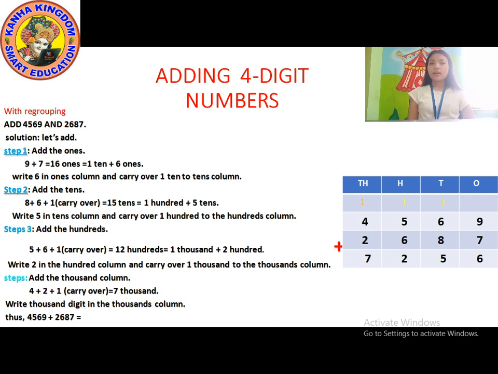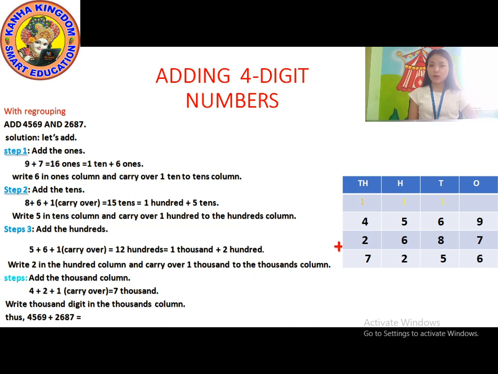Okay, add 4569 and 2689. Let's add these numbers. Let's add these 4 digit numbers with regrouping.